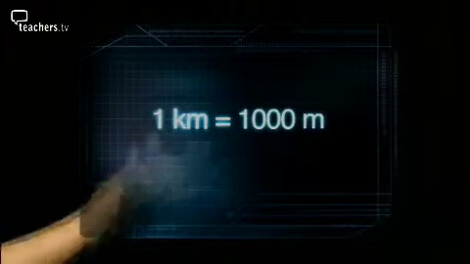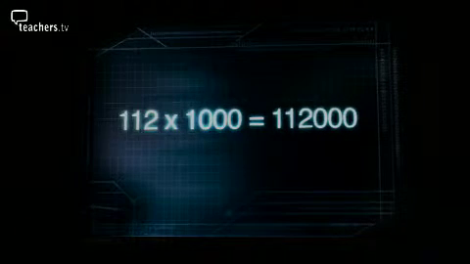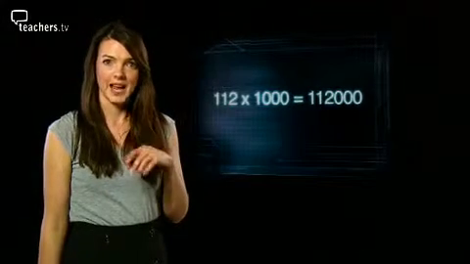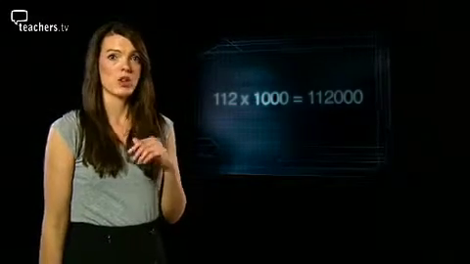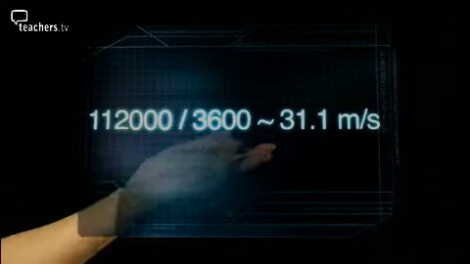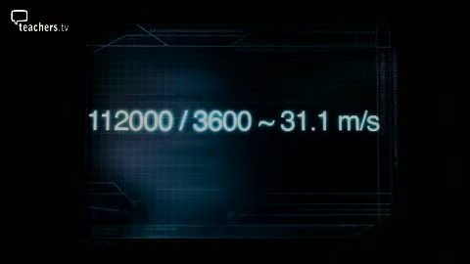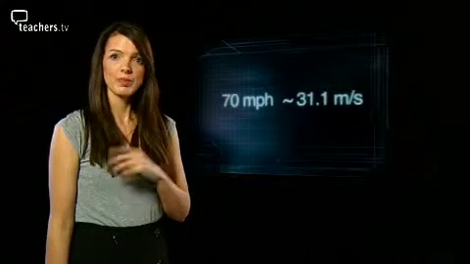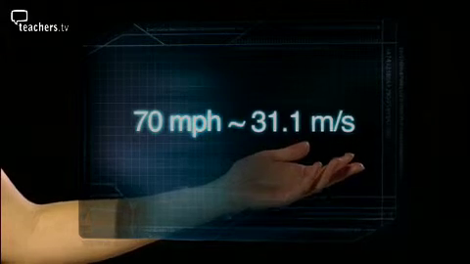And we know that there are 1,000 meters in 1 kilometer. So multiplying by 1,000 gives meters per hour. So 112 times 1,000 is 112,000. Now let's convert the time to seconds. And we know that there are 3,600 seconds in 1 hour. So if we divide by 3,600, we get meters per second. So that means 112,000 divided by 3,600 gives us approximately 31.1 meters per second. And that means 70 miles an hour is about 31.1 meters per second.